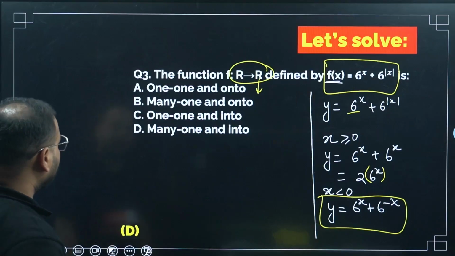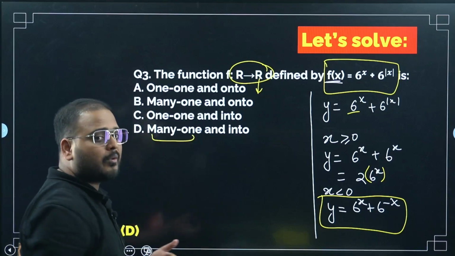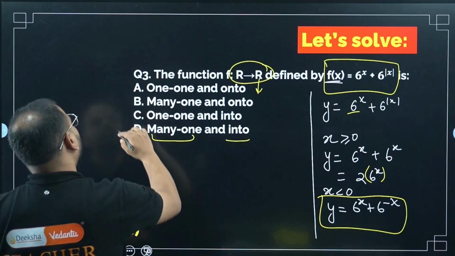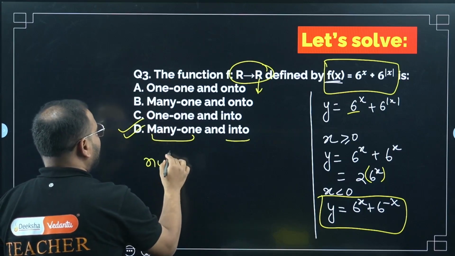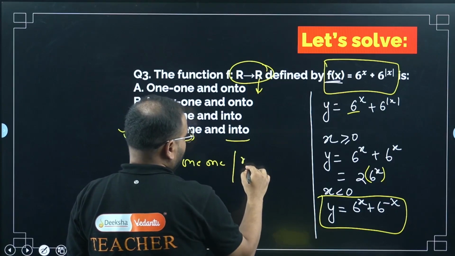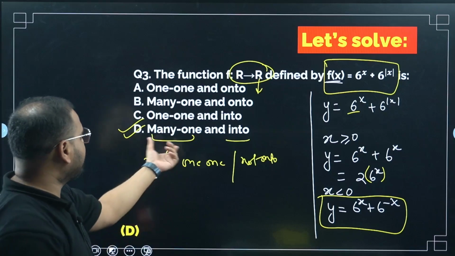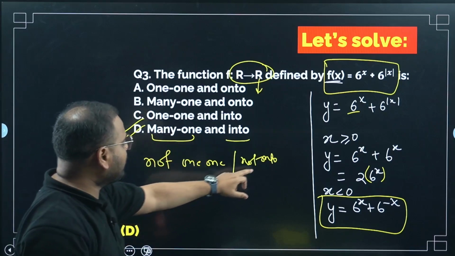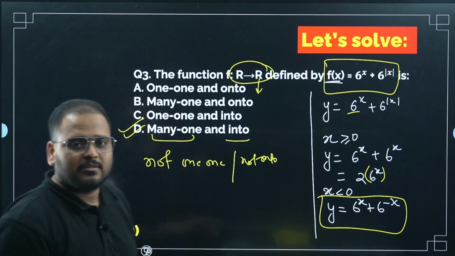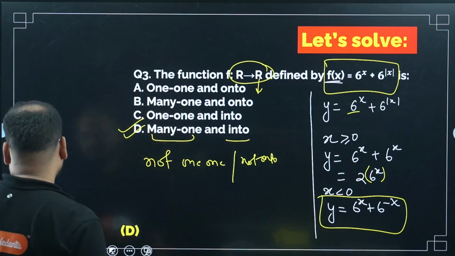Check the question. D. Not 1 1 means many 1, and not onto means into. Option is D, sir. What did I get? I got not 1 1 and not onto. You will say, sir, you got not 1 1 and not onto, but you are writing many 1. Because not 1 1 means many 1 and not onto means into. Answer is many 1 into. Option D is the correct answer. Good question. Took some time, but we understood everything. Okay, let's move on, sir. Okay, sir.